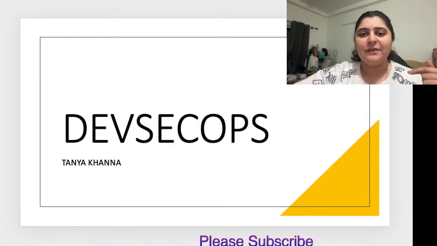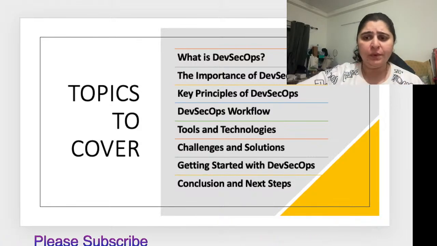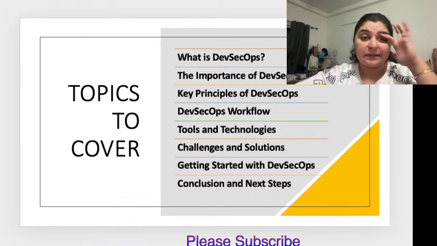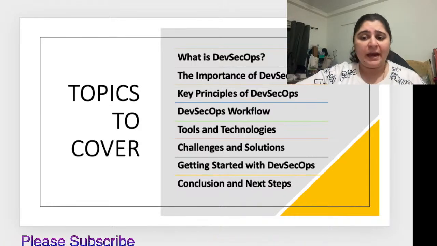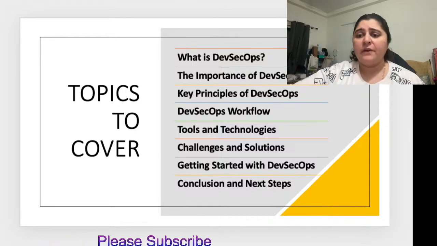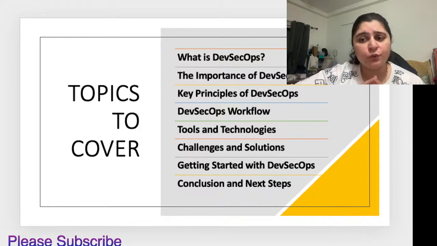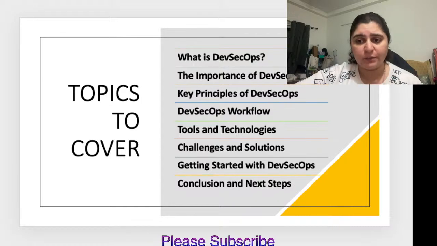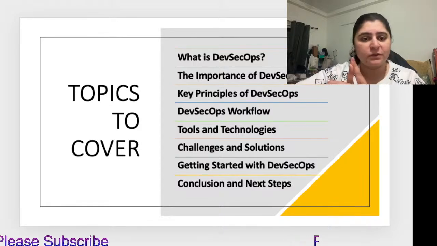Now let's get started. So topics that we'll be covering today are what is DevSecOps, basically everything about DevSecOps, how development and security and operations come together to revolutionize how organizations build and deploy software, the importance of DevSecOps, some of the key principles of DevSecOps, and what are the workflows of DevSecOps, tools and techniques, challenges, and if you're an organization, then basically how to get started with DevSecOps, and then we're just going to have a conclusion and maybe just the next steps on how to get started.